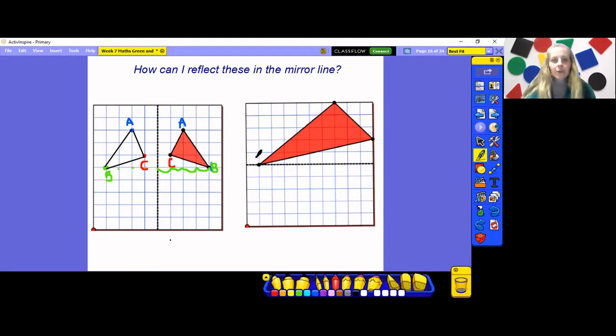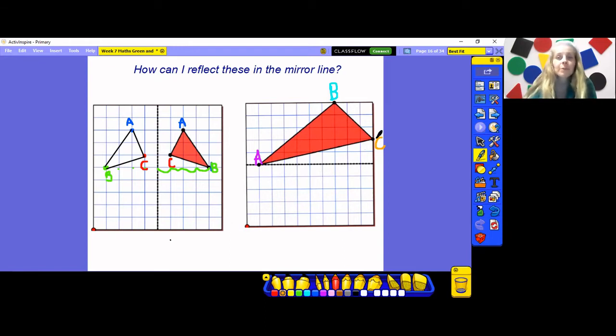So I'll label our points again. So we've got A, some different colors going on here. We've got B, and we've got our point C. Okay, so we've got our vertices labeled. Point A will not change, so we're going to leave that there. That's going to be the same because it's on that line of reflection, on that mirror line.